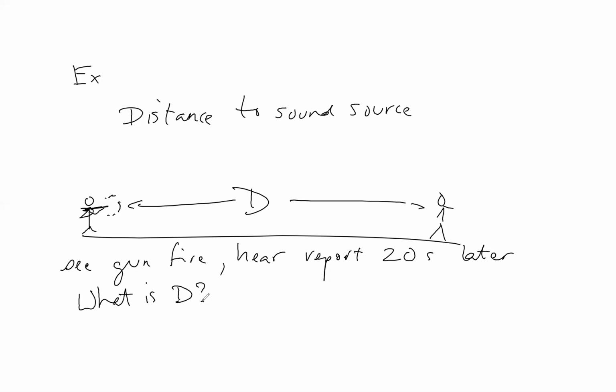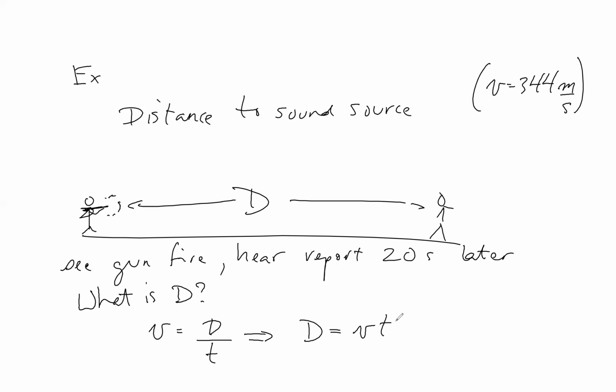So remember here that the velocity is going to be equal to some distance divided by some time period. And I'm going to assume too, my assumption here is going to be that the speed of sound is again 344 meters per second. And so if I want to know what D is, I just multiply each side by t, and I end up with d equals v times t. And this should be familiar too from the mechanics portion of this class. So I put 344 meters per second times 20 seconds.